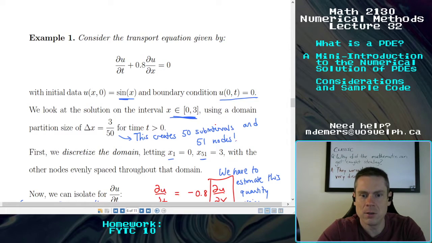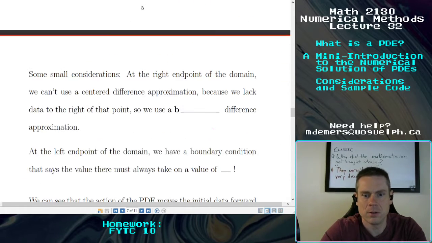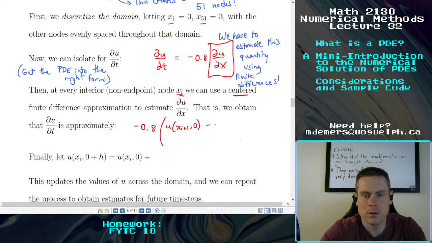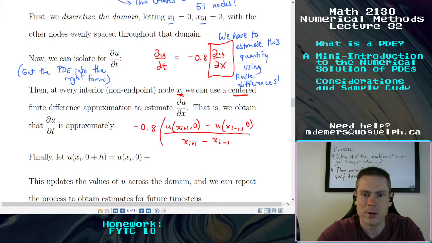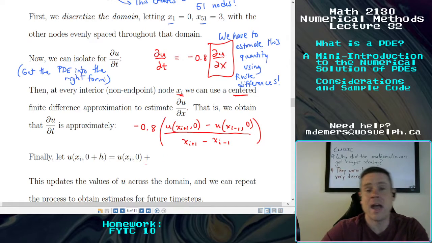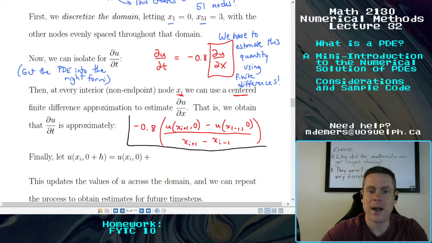Minus, oh, for heaven's sakes. There we go. Sorry about that. My page skipped on me. Minus backward a step. So xi minus 1, 0. Over the difference between the two, right? xi plus 1 minus xi minus 1, like that. Okay, and that means that if I want to know how much things evolve over time, this quantity is my f.